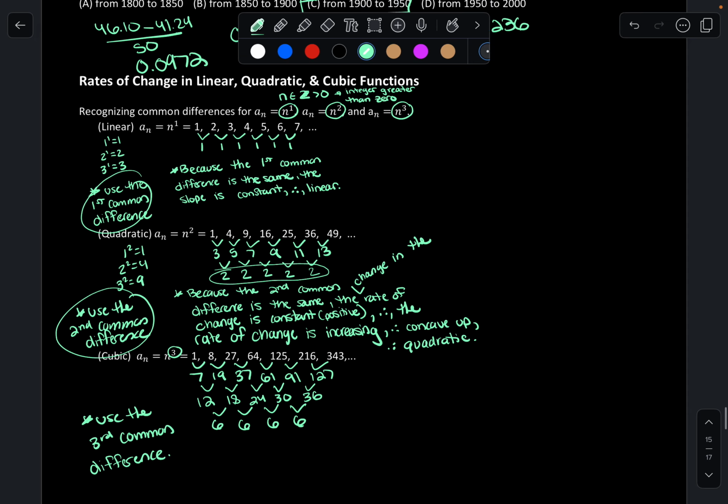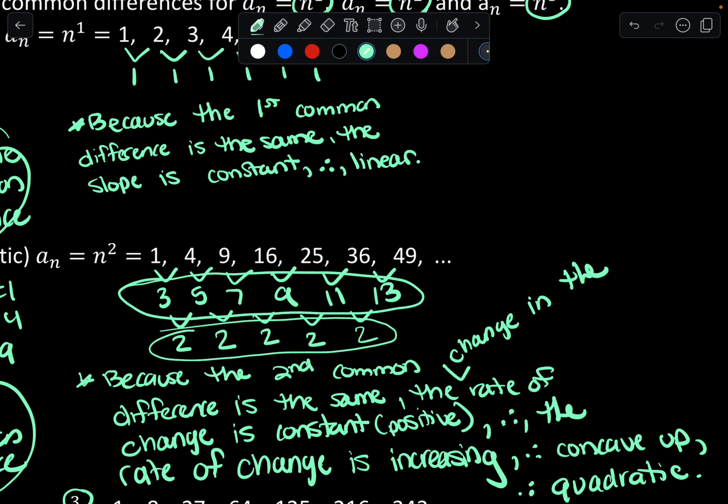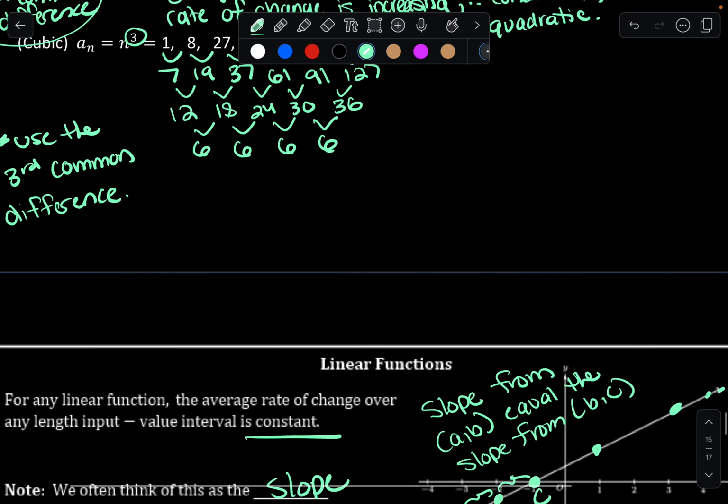So I'm going to zoom back up. I'm talking about this second line. The rates of change are given by a linear function. Okay, so write that down. The rates of change are given by a linear function. So because the second common difference is constant, that means the rates of change are given by this constant rate, which is represented by a linear function.